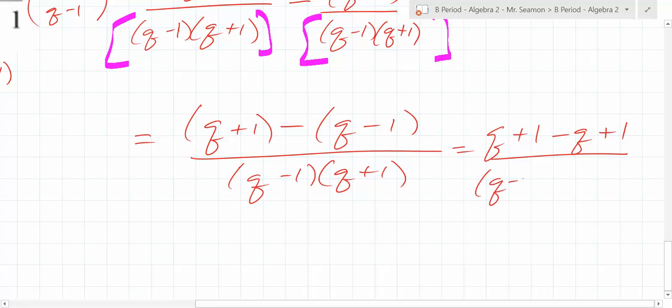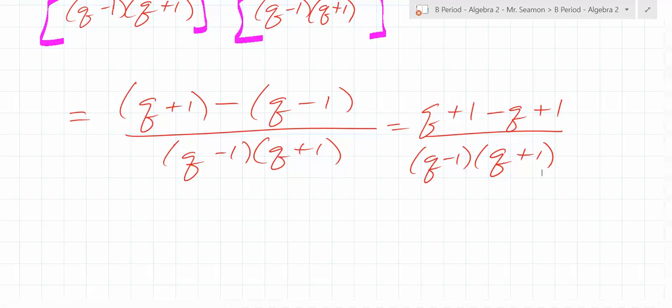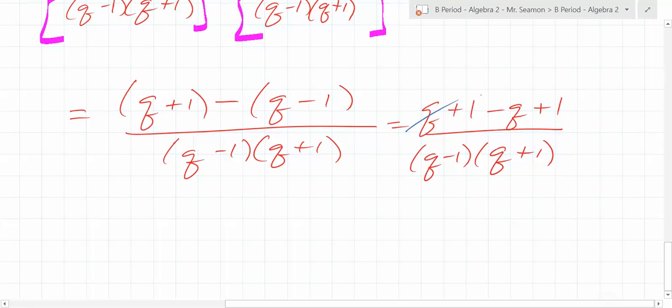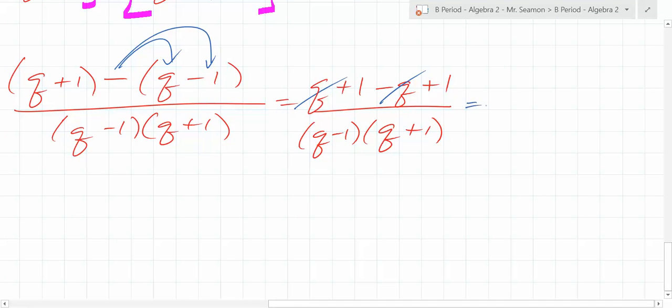Over the same thing. I'm not going to multiply out the bottom. I'm going to leave the bottom. Do not multiply something out unless you absolutely have to. Does anything cancel in the numerator? What cancels? The q's cancel because you have q and minus q. Oh, why is it minus q? Oh, right there. See that? So what's left on top? 2.